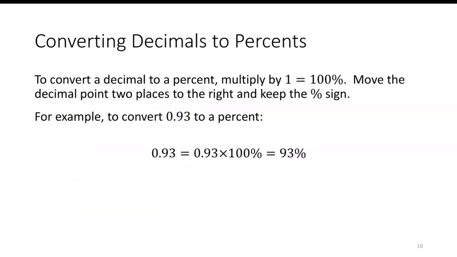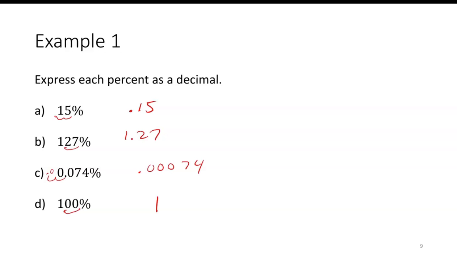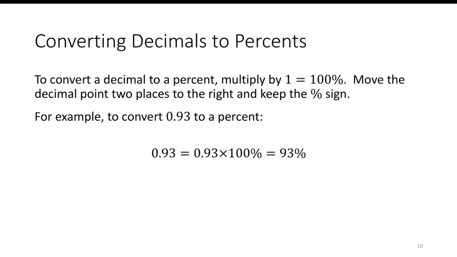If I want to go from decimals to percents, just keep in mind that last statement that 100% is the same thing as 1. And recall that the multiplicative identity property is that multiplying by 1 doesn't change anything. So to convert from a decimal to percent, we multiply by 1 or multiply by 100%. That means we move the decimal two places to the right and then keep the percent sign. So if I want to change 0.93, 93 hundredths, to percent, 93 hundredths times 100%, the decimal moves two places to the right, and I end up with 93 with a percent symbol.